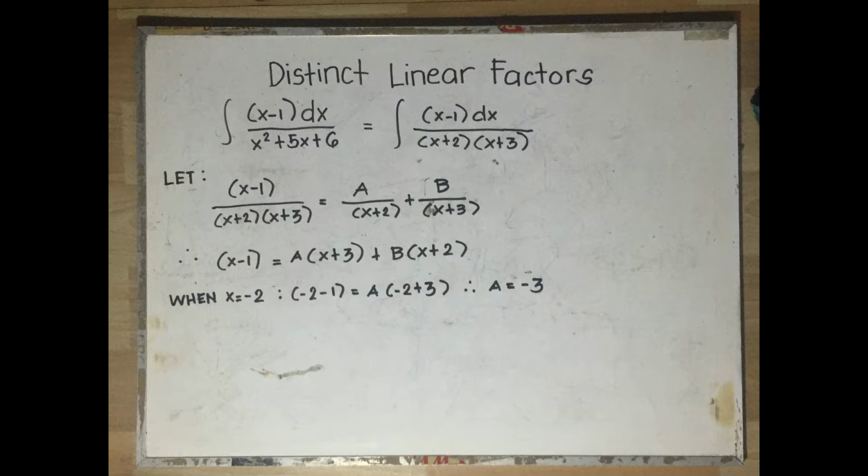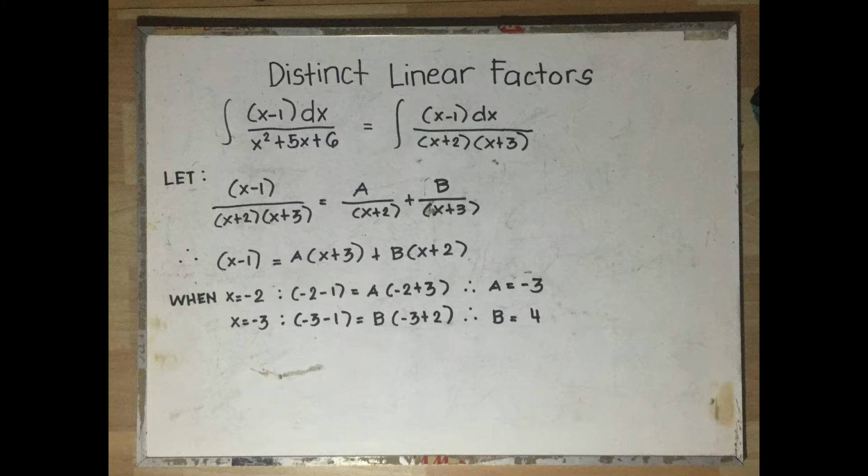We're going to do the same to determine the value of b. So when x is equal to negative 3, substituting this value to the x variables of the equation gives us the quantity of negative 3 minus 1 equals b times the quantity of negative 3 plus 2. Therefore, b is equal to 4.